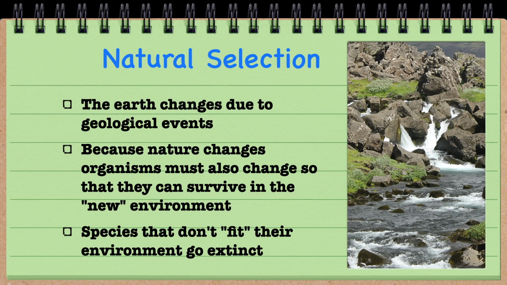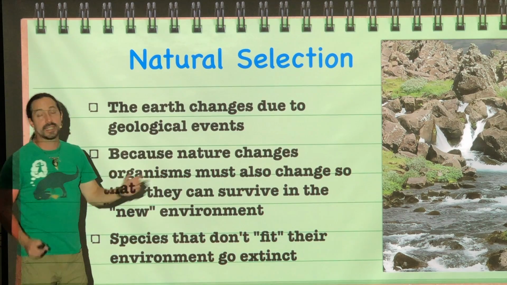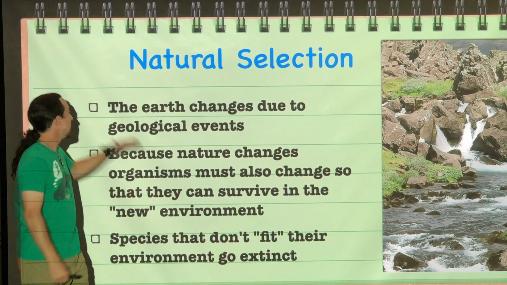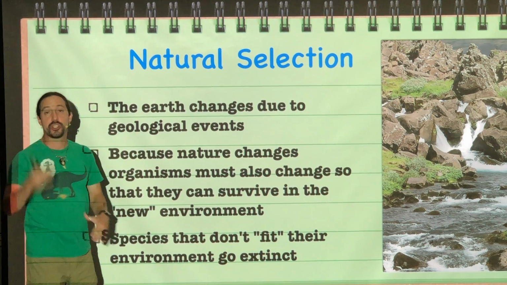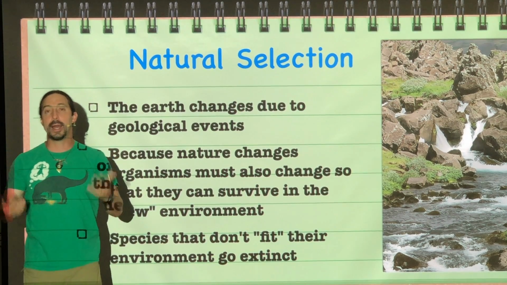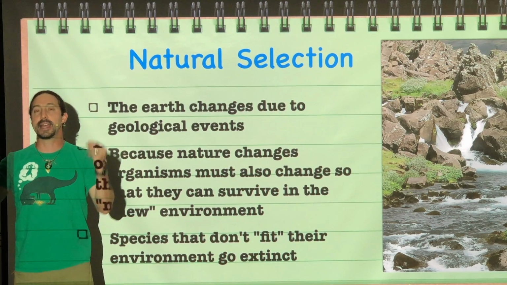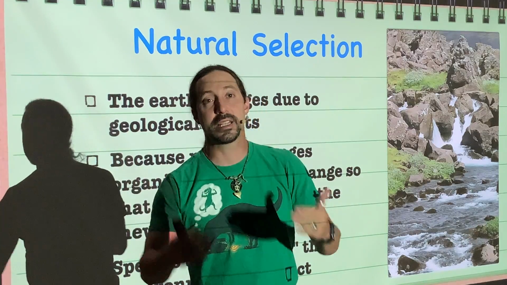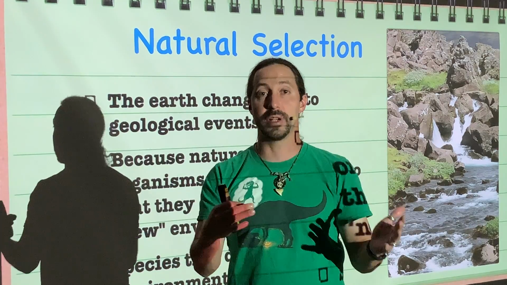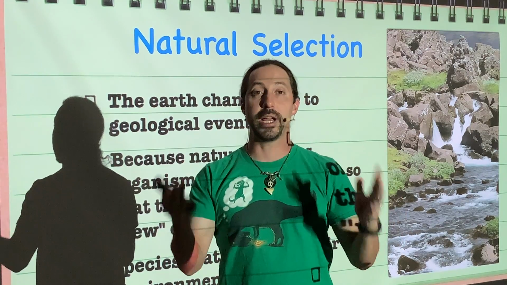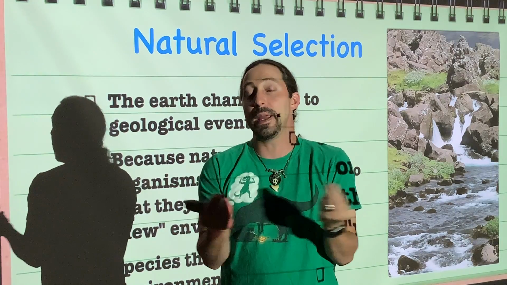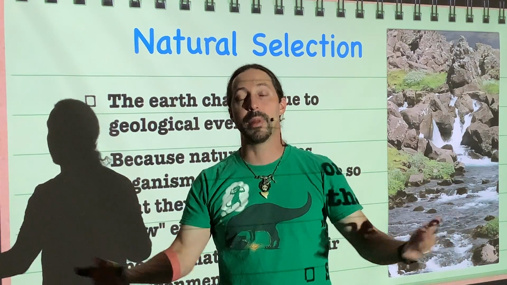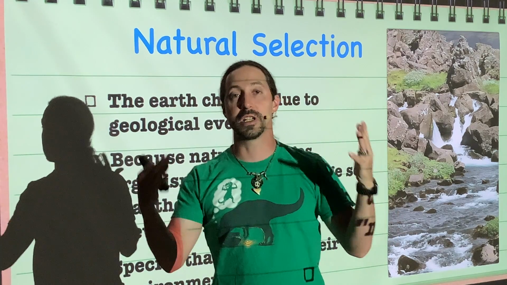Which gets us to natural selection, which is the answer to why organisms would change. Because nature changes. It changes slowly, but this earth is a dynamic, changing system. It is not the same today as it was even yesterday. It is constantly changing. And those changes, though they might be imperceptible to us, over a long period of time, can have very large effects.